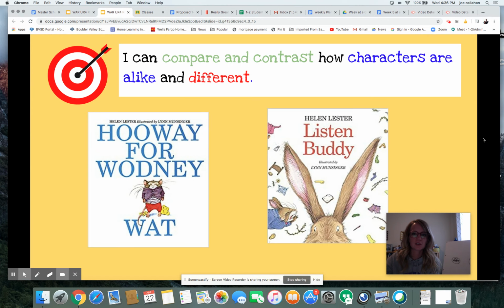All right, today is our follow-up from what we started yesterday. Yesterday, or the lesson you did before this, whenever you did it, was a lesson on how to describe character using a bubble map. So we focused on describing one character at a time. Let's read what our target is for today.